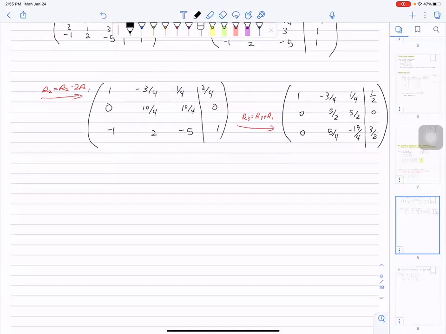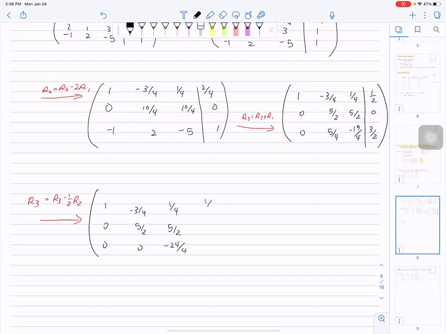Okay, and then the next step I did was, now we have a number here, a number here, but we don't want this number here, right? The leading term should be in a column to the right of the one above it. So how do we get rid of that term? I could do R3 equals R3 minus half R2. And that gives me this matrix here. 1/2, 0, 3/2.